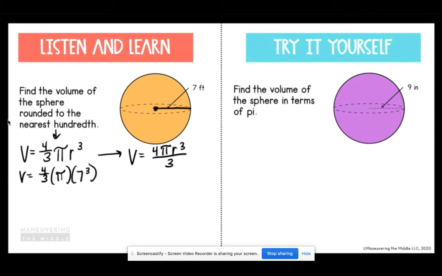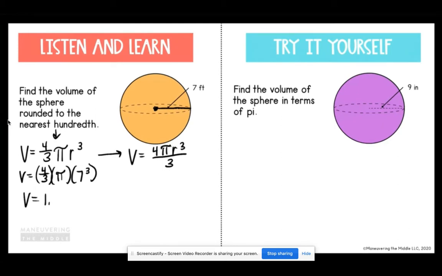Now, at this point, I'm going to use the pi key on a calculator. If you're using 3.14, your answers are going to be similar, but a little bit different. And I'm going to keep this fraction. I'm going to multiply 4/3 times pi times 7 cubed. I would recommend pausing it and trying this yourself, and then compare our solutions.